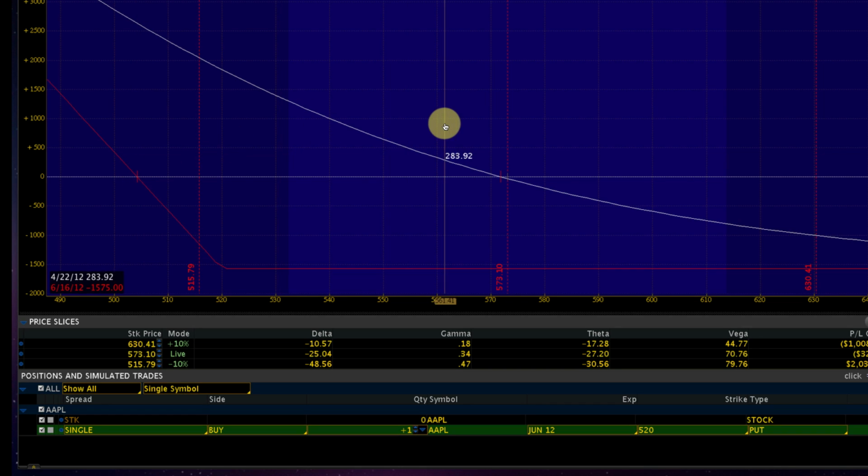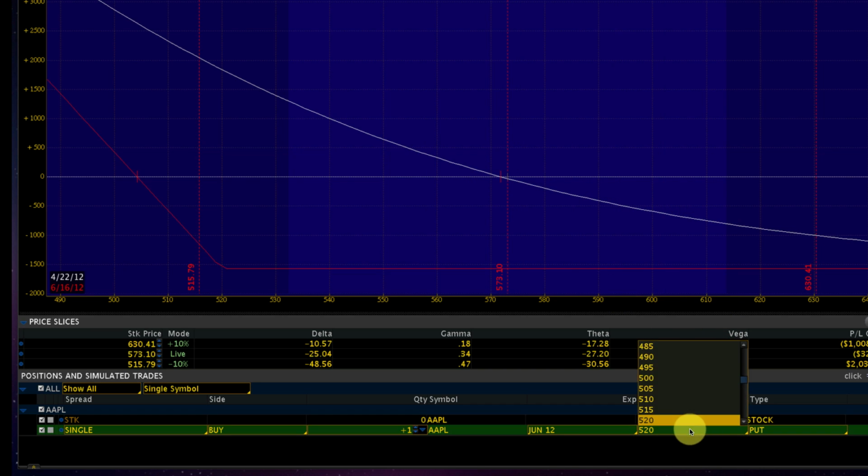However, I'll repeat, we don't have to wait till expiry. As long as Apple moves in the direction that you are expecting it to move, you will see profits on your position, and you can close it at any time when you feel that you've hit your profit target, or if you feel Apple is now going to change direction and start going up. In that case, you can close your position as well. So that's the out of the money put option.